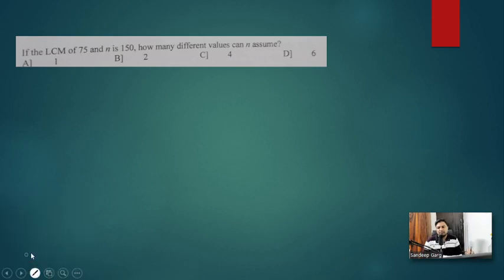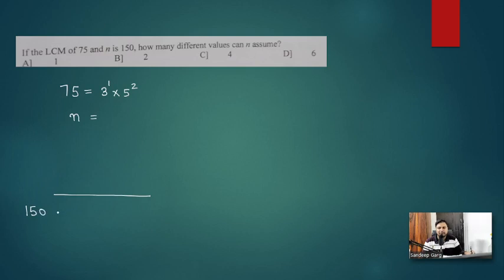First of all, we convert 75 into prime factorization. So we can write 75 as 3 into 5 raised to power 2. And the second number is n, which we don't know. And the LCM of these two numbers is given, which is equal to 150. So let's convert 150 into prime factorization. So 150 is basically 2 into 75, which is nothing but 2 raised to power 1 into 3 raised to power 1 into 5 raised to power 2. So this is the LCM of these two numbers which are given.